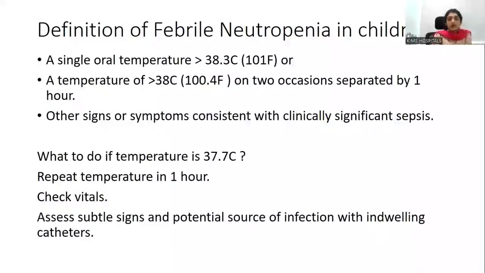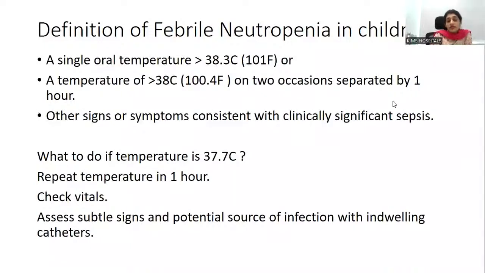So coming to the definition, a single oral temperature of more than 38.3 degrees centigrade, that is 101 Fahrenheit, or a temperature of 100.4 Fahrenheit on two separate occasions, separated by at least 1 hour, or other signs or symptoms consistent with clinically significant febrile neutropenia. Sometimes there might not be fever. Sometimes they can present with lethargy, abdominal pain, dullness over the last few hours. So with all of this we should think that it might be sepsis.